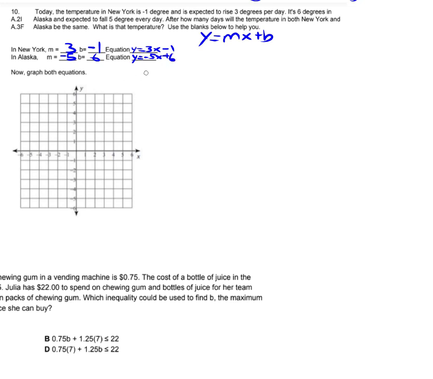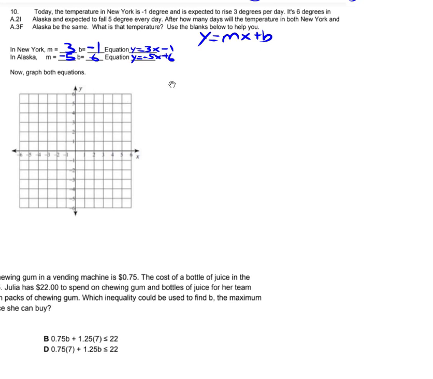Now, if you're freaking out about this problem, you're right. This is a tough problem. This is an application problem where you actually use this stuff. But you can get it. Just focus here for a second. Now, we're going to graph both equations.